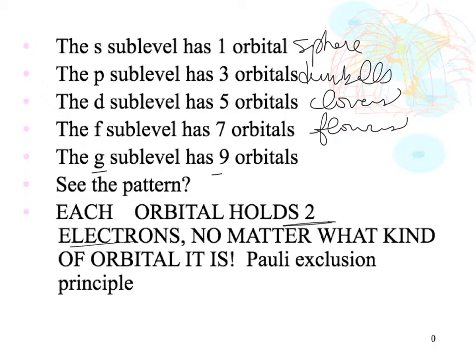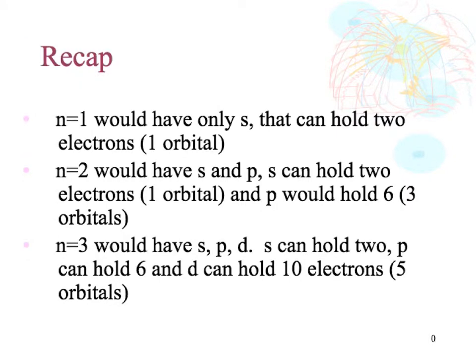2 electrons per orbital. I don't care what kind of orbital it is, 2 electrons per orbital, Pauli exclusion principle. They do have to have opposite spins. Okay, so recap. For n equals 1, that has an S sublevel, 1 orbital, 2 electrons, because of the 1 orbital. N equals 2 has an S and a P. S can hold 2 because of the 1 orbital. P can hold 6 because it has 3 orbitals, those little dumbbells.